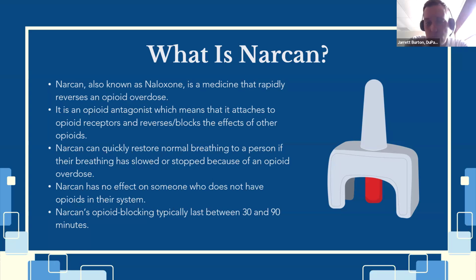It can restore normal breathing to a person if their breathing has slowed or stopped because of an opioid overdose. And ultimately, that's what kills people in overdoses. It depresses the central nervous system to the point where the breathing slows way down and then eventually stops. Narcan has no effect on someone who does not have opioids in their system, so it's pretty harmless if you do not have opioids in your system. And that blocking, like we said, typically lasts between 30 and 90 minutes.